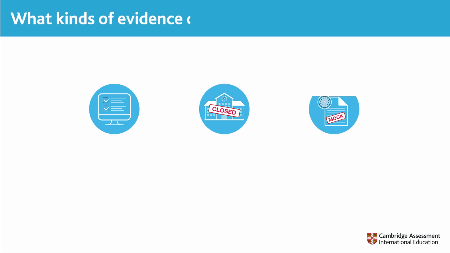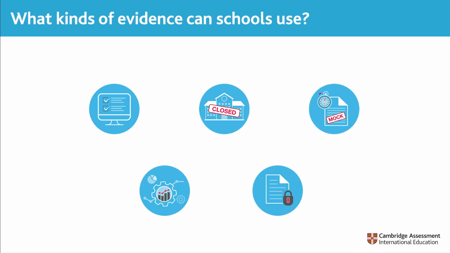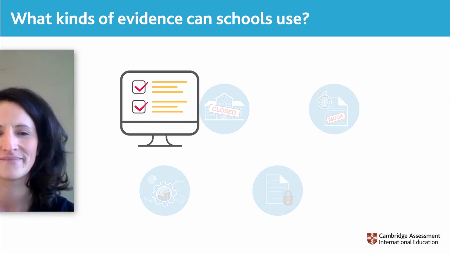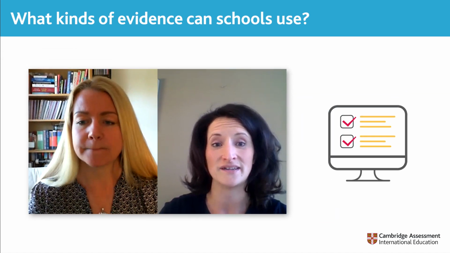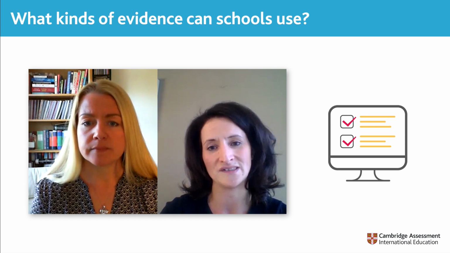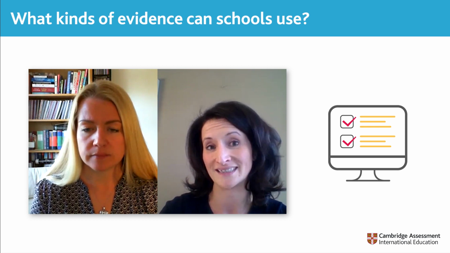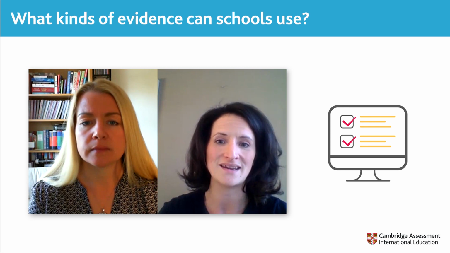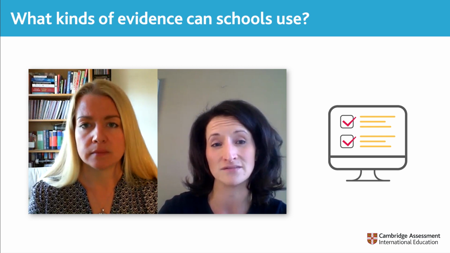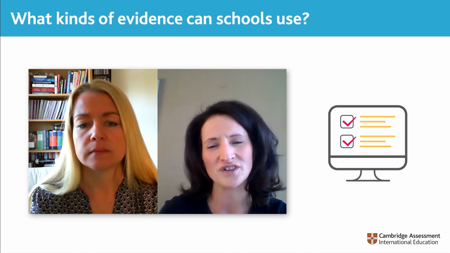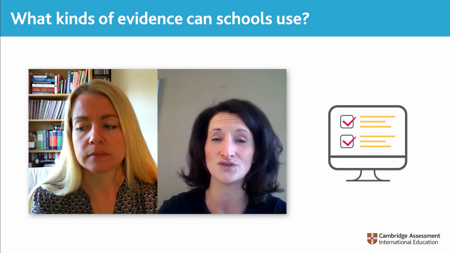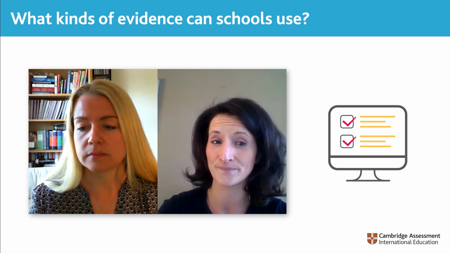Hi, Rachel. Hi, Zoe. Okay, so Rachel, what kind of evidence can schools use to make judgments about their candidates' attainment? Okay, as a subject teacher, you should use all of the evidence that's available to you to determine the candidate's predicted grades, so that you can make sure the judgment you make is as objective and accurate as possible. We trust that you will use your professional judgment to use the evidence available to you in an appropriate way.